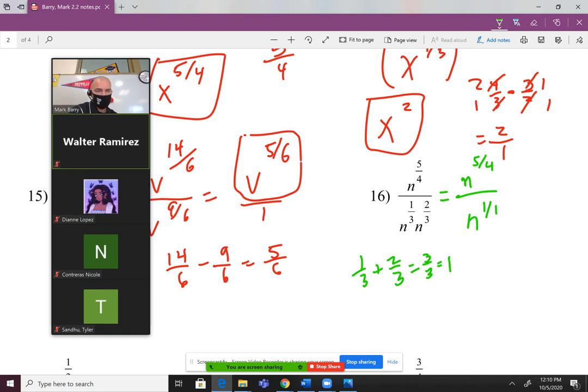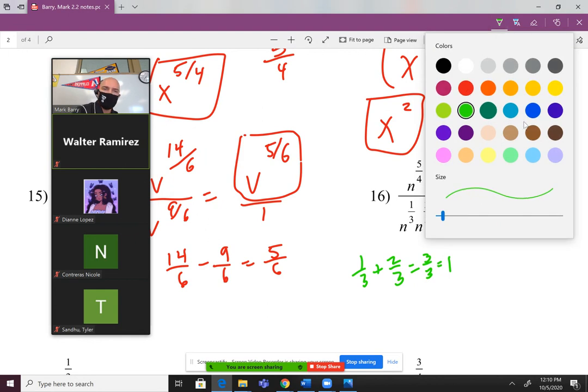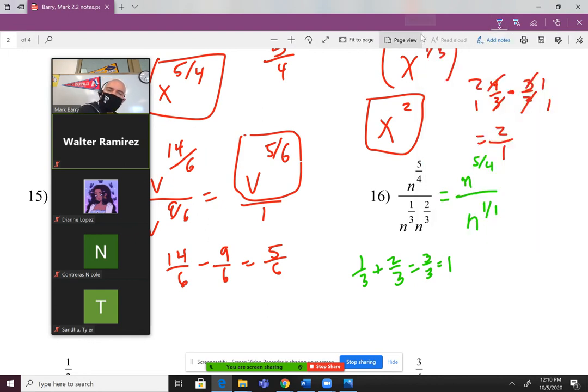And the reason why I'm going to write it as 1 over 1 is I need to make these have a common denominator. In order to see which one is bigger, I need a common denominator. Can I turn the smaller one into the bigger one? Can I turn 1 into 4? Yes. I'm just going to multiply it by 4 on top and bottom, right? So that becomes n to the power of 5 over 4 over n to the power of 4 over 4.